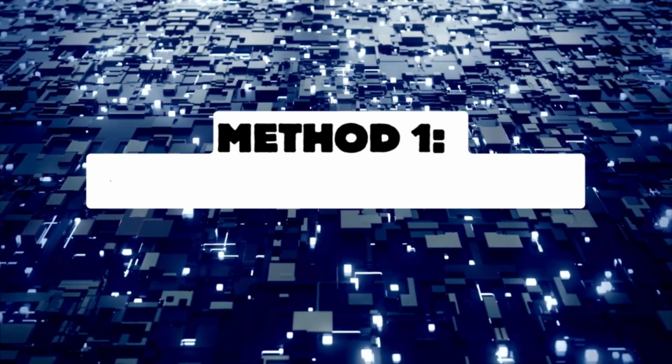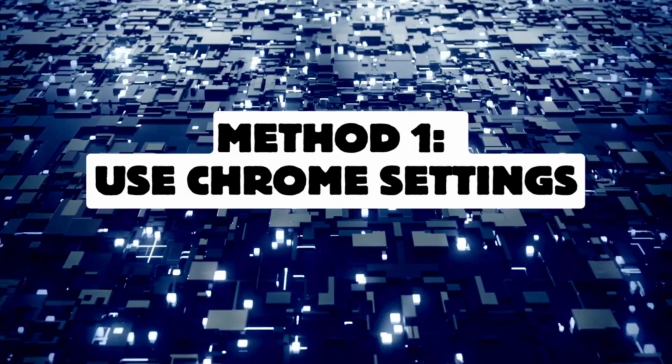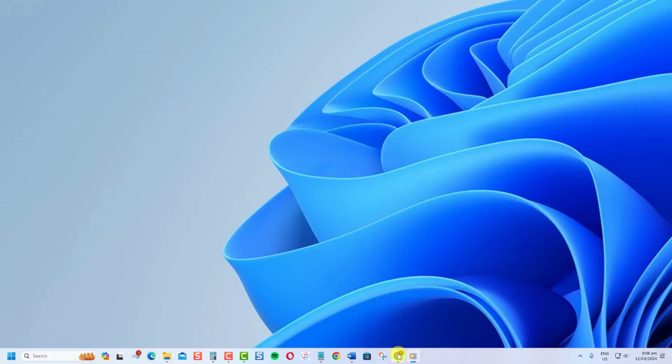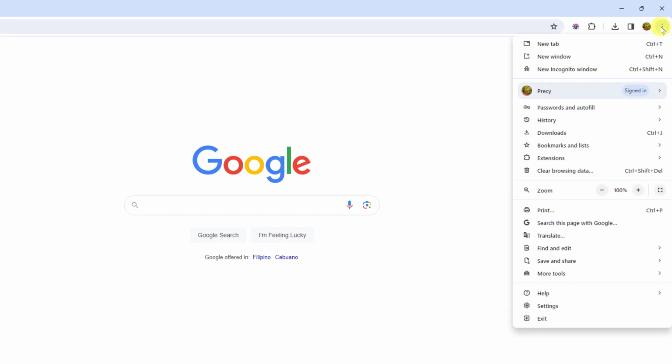Our first method involves adjusting the Chrome settings. Here's how you can do it. First, open Chrome browser. Now click on the 3 vertical dots on the top right corner of your Chrome browser window. From the drop-down menu, select Settings.